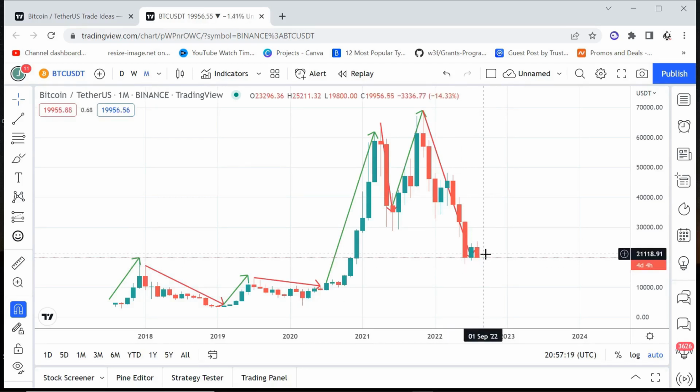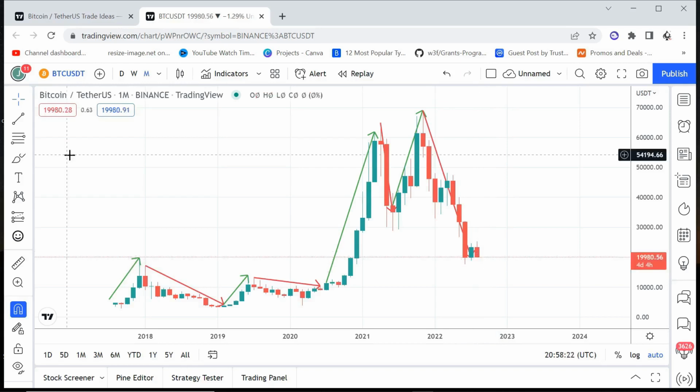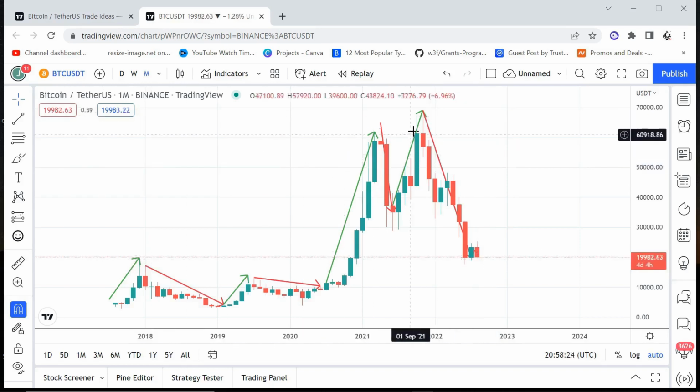We can see on this monthly candle here that the candle is trying to engulf the previously green candle. So if this red candle engulfs this green candle, that means within the next 1 month we could have a serious crash in the market. Prices could go down worse than it is now, but that depends on a few days from now when this candle closes.